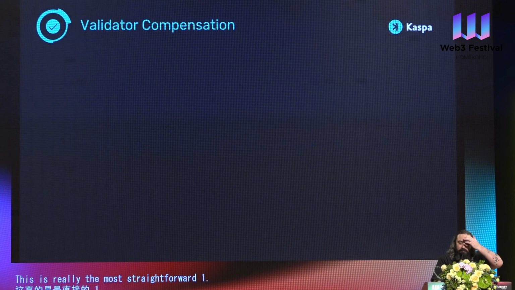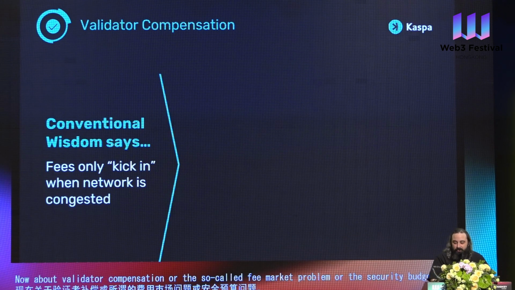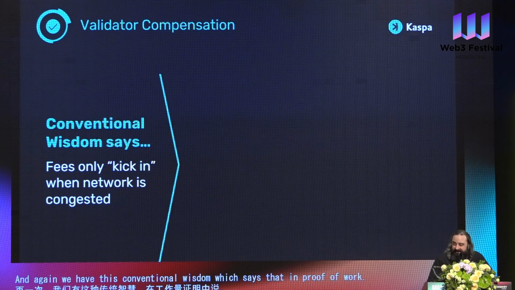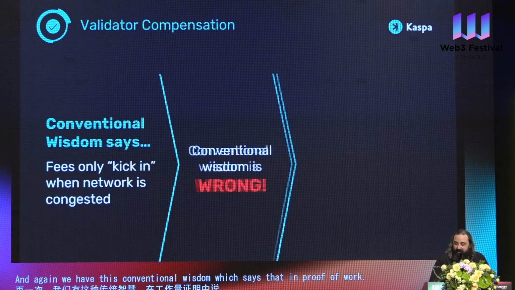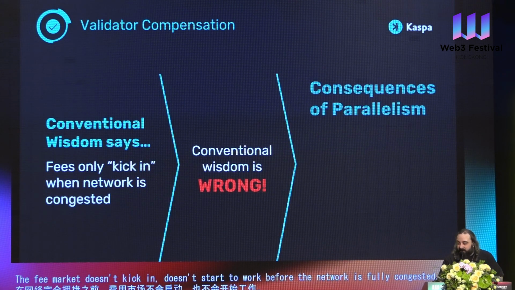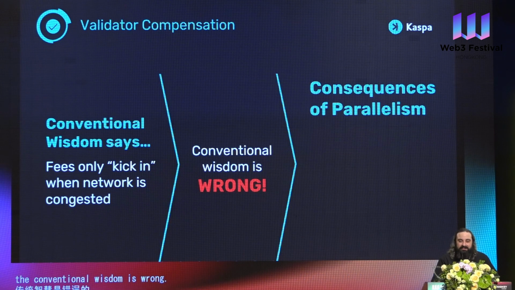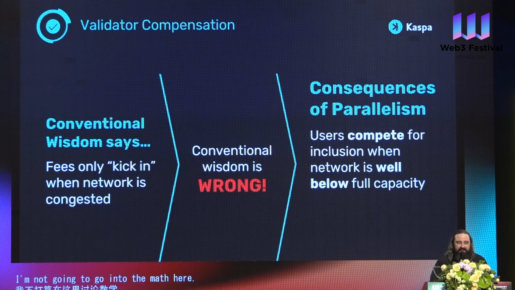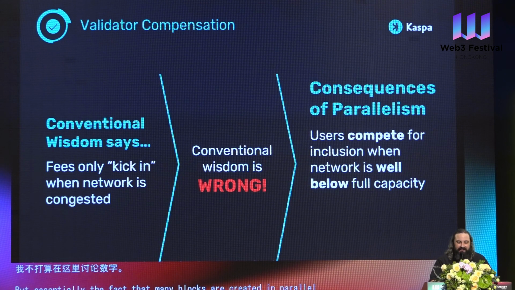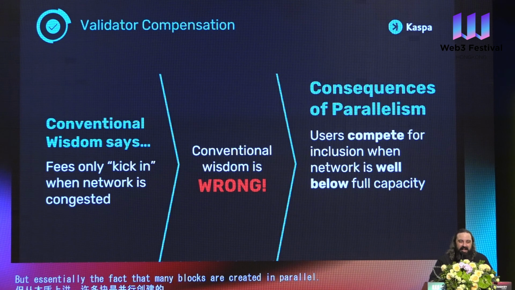Now about validator compensation, or the so-called fee market problem, or the security budget problem. And again, we have this conventional wisdom which says that in proof of work, the fee market doesn't kick in, doesn't start to work before the network is fully congested. And again, the conventional wisdom is wrong. And this is a consequence of parallelism. Now, I'm not going to go into the math here, but essentially the fact that many blocks are created in parallel means that the fee market becomes active way, way before the network is at full capacity.